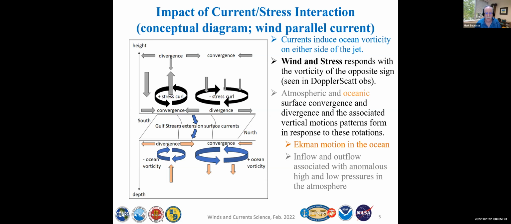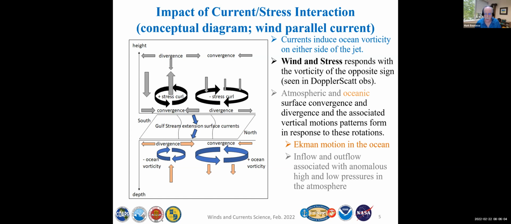So this is a conceptual diagram of what's going on when you have, in this case, an example with the Gulf Stream extension, where we have the currents coming toward us. The south is to the left, north is to the right, and the winds are blowing parallel to the current. And again, it's always going to be a surface relative wind that's going to count here. We can get a divergence in the water on one side, or a curl on one side of the water, vorticity of the other sign on the other. And above it, we get the opposite pattern in the winds. And that induces a curl in the stress as well.